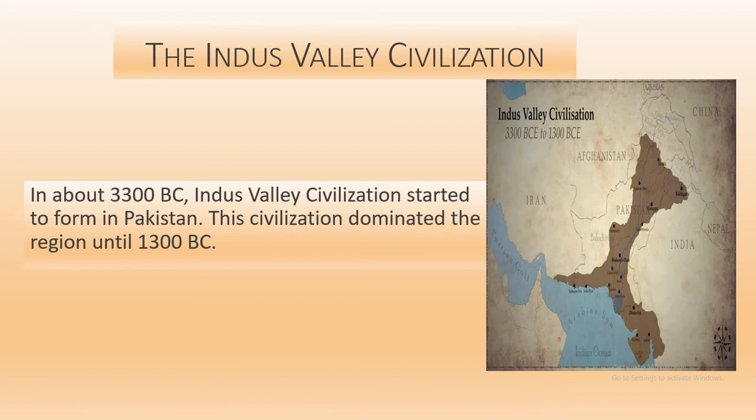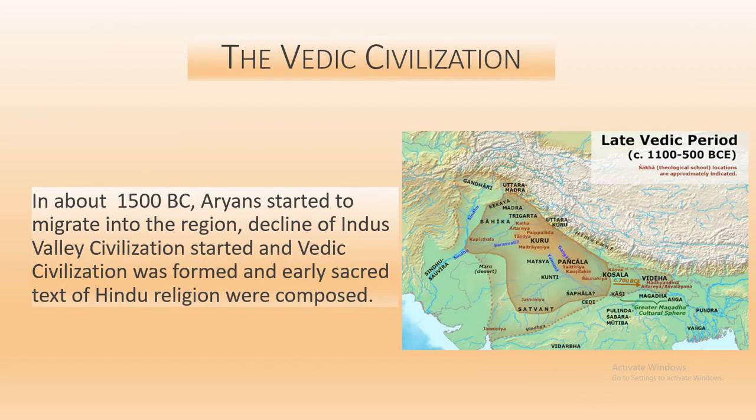The Indus Valley Civilization. In about 3000 BCE, the Indus Valley Civilization started to form in Pakistan. This civilization dominated the region until 1300 BCE. In about 1500 BC, Aryans started to migrate into the region. The decline of the Indus Valley Civilization started and the Vedic civilization was formed, and early sacred texts of the Hindu religion were composed.